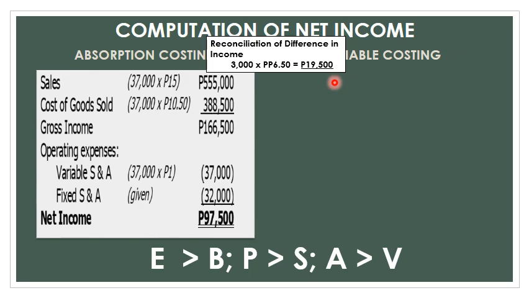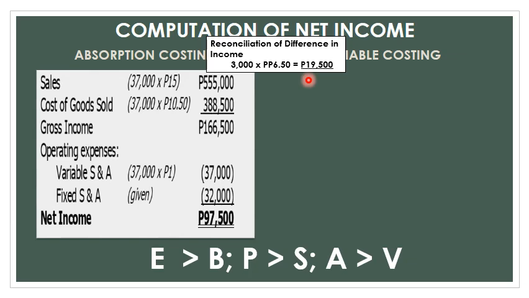So, ngayon, ang gawin mo, 97,500 less 19,500. Ang magiging sagot mo ay 78,000. Yan daw ang net income ng variable costing method. Kasi 'di ba, mas mataas nga daw yung absorption compare sa variable costing. At ito yung difference nila, 19,500.